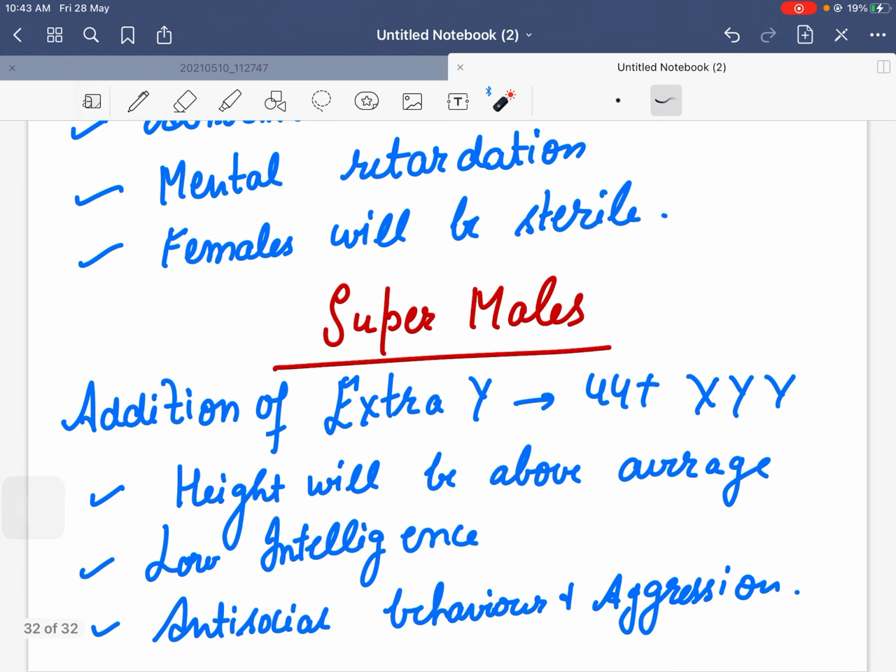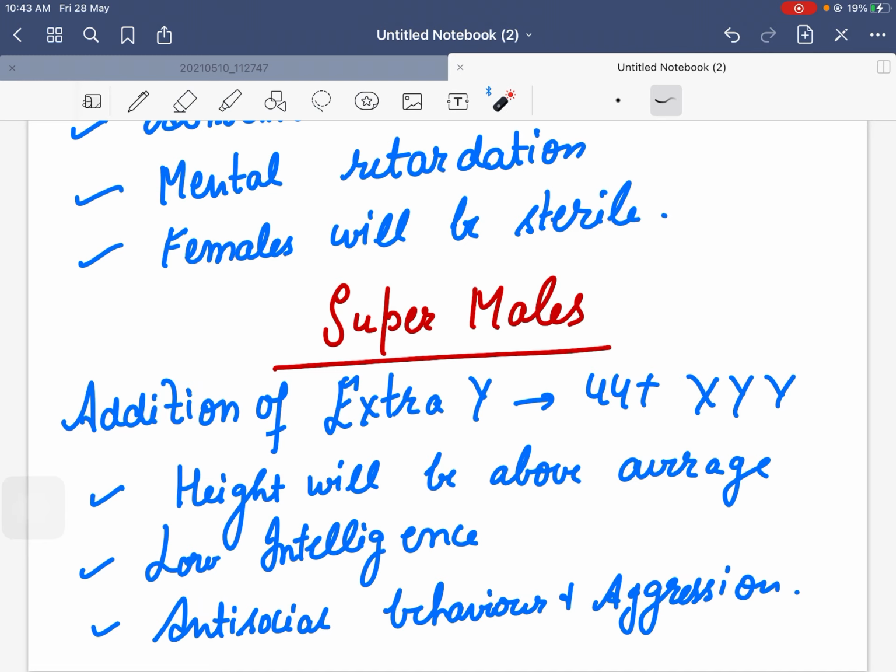Very similar to this are supermales. Supermales have an extra Y chromosome, like 44 plus XYY. So height will be above average, intelligence and mental ability will definitely be affected, and behavior is affected a lot. These kinds of people are antisocial and they are very, very aggressive.